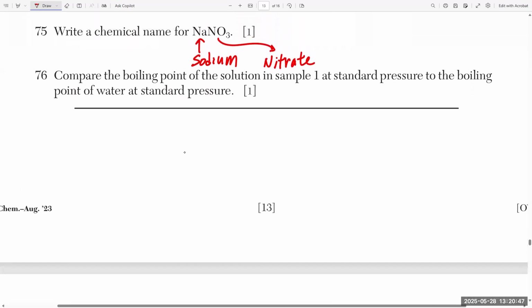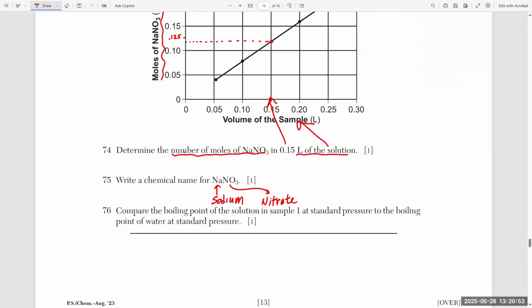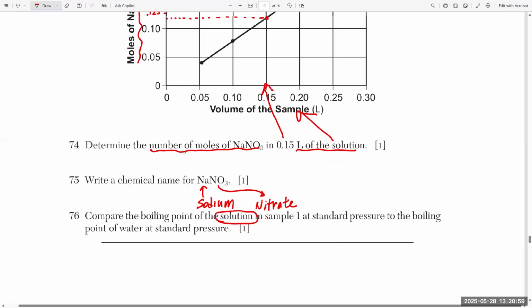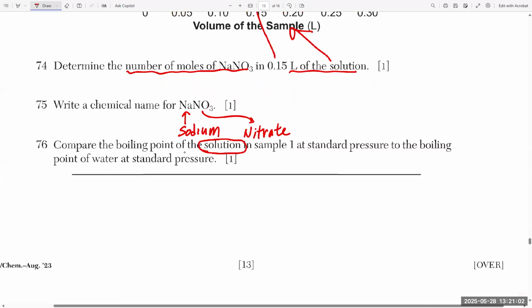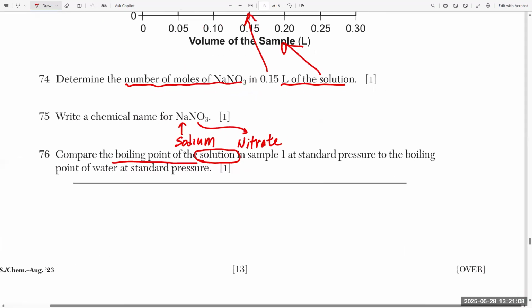Compare the boiling point of solution in sample 1 at standard pressure to the boiling point of water at standard pressure. So you're thinking, well, what are we talking about? Hey, guys, it's a solution. They're saying compare the boiling point of a solution versus the boiling point of water. So what do we know? Salt water versus pure water. What do we know about salt water? When does it boil? Does it boil at a higher temperature, a lower temperature, or the same temperature?